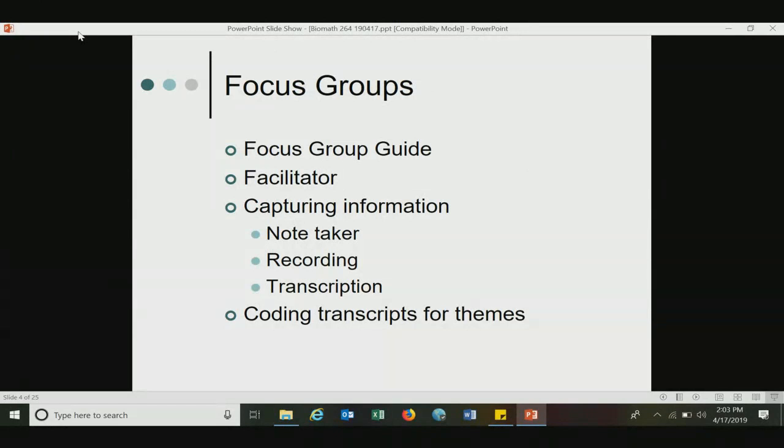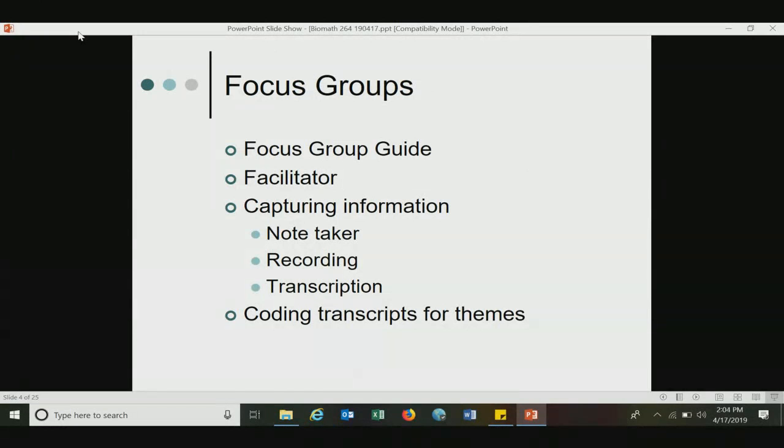So the most thoroughly done focus groups have a facilitator, have a separate note taker. They're also recording it. The recording goes off for the transcription. All of those folks come together to contribute to the information that you gain from it. And then what you're going to do from the focus groups is you're going to code those transcripts for themes. So we'll talk about that.